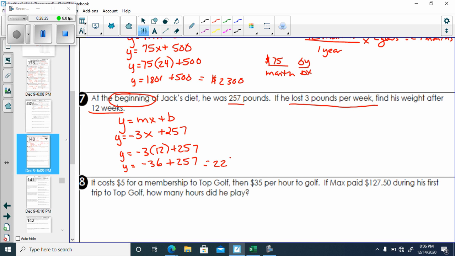Now, I want to make sure you understand something. Sometimes when it's written this way, Y is equal to negative 3X plus 257, sometimes they will use the commutative property of addition and swap these. They'll say, I'm starting at 257 pounds and I am going down by 3 pounds every week. Multiply that by your number of weeks. You can do it either way.